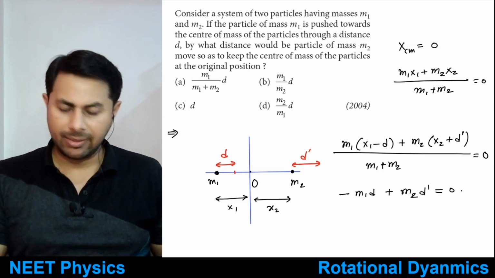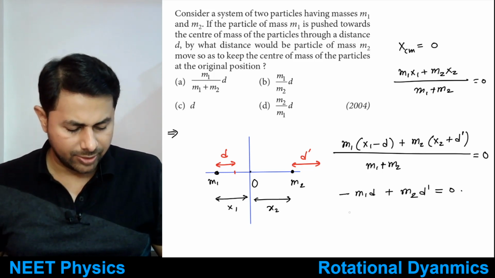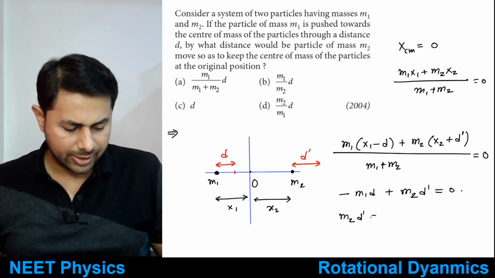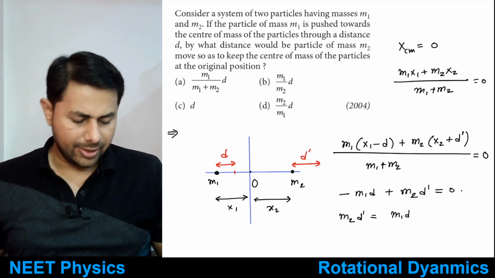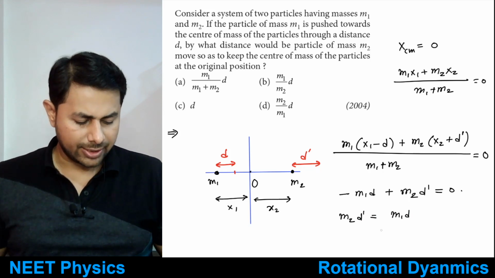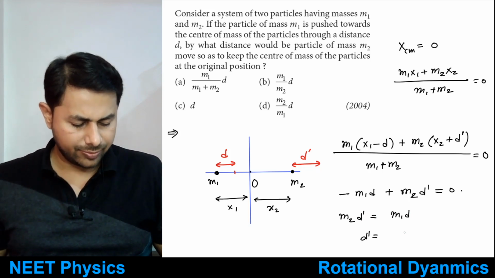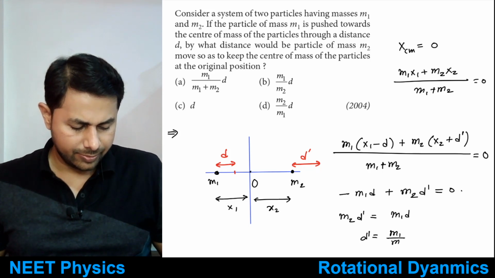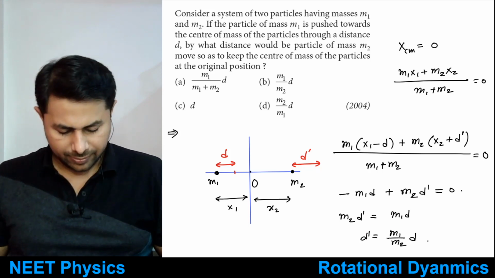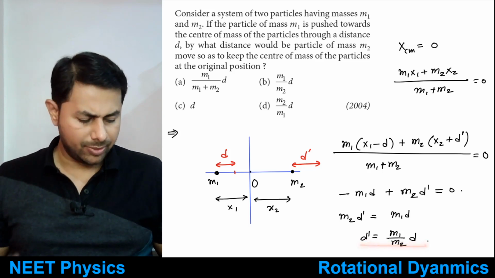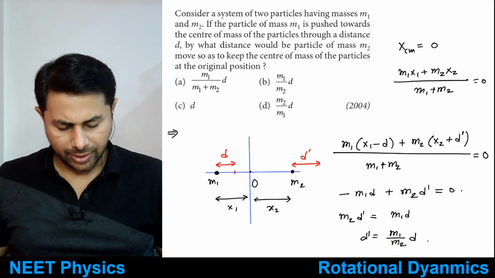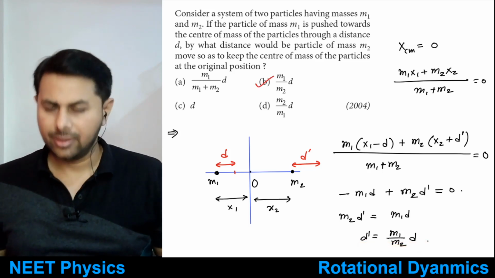And therefore, what's d dash? Move m1 times d to the other side, it becomes positive. So m2 times d dash is equal to m1 d, and now move m2 to that side, so d dash is equal to m1 divided by m2 multiplied by d, right? m1 upon m2 times d. Okay, so the answer is option B.